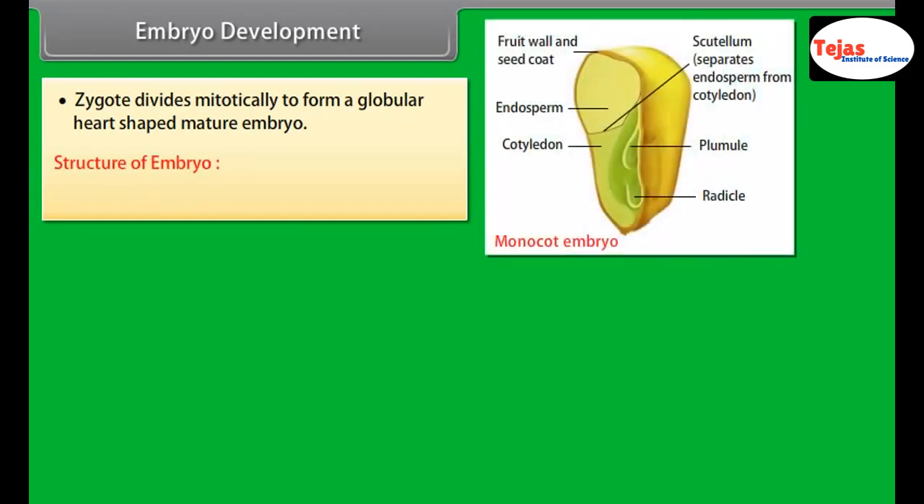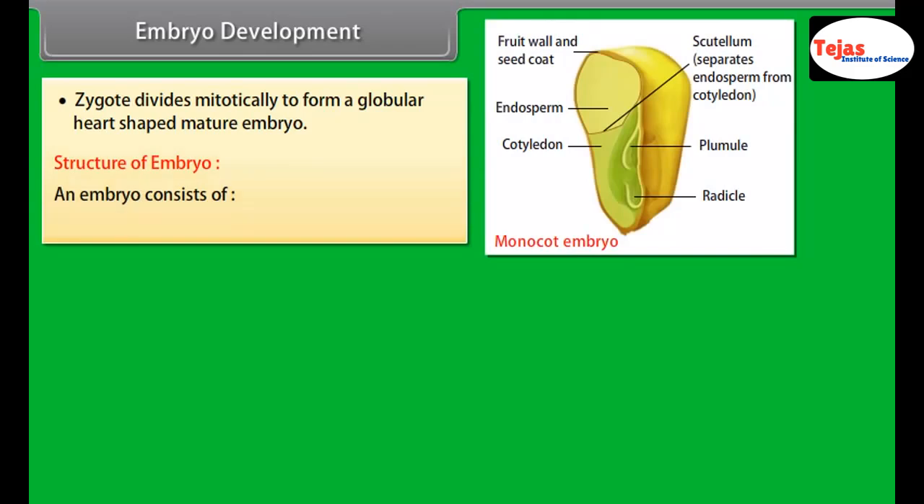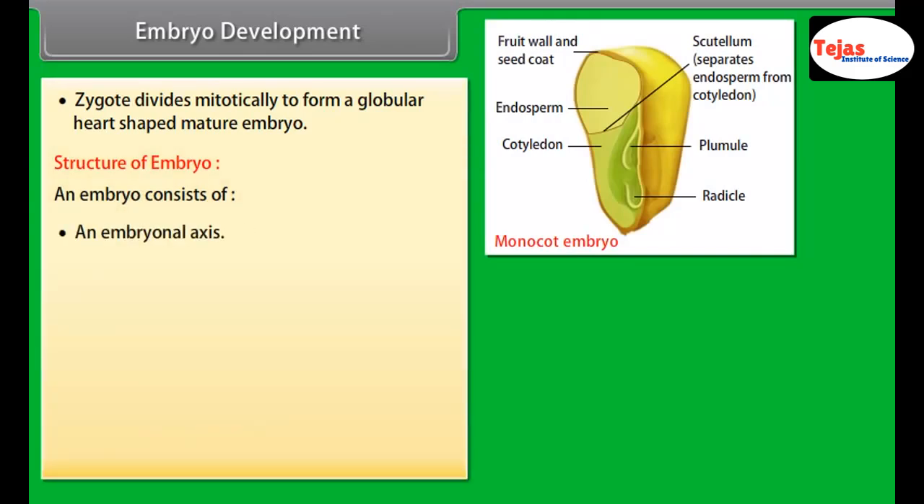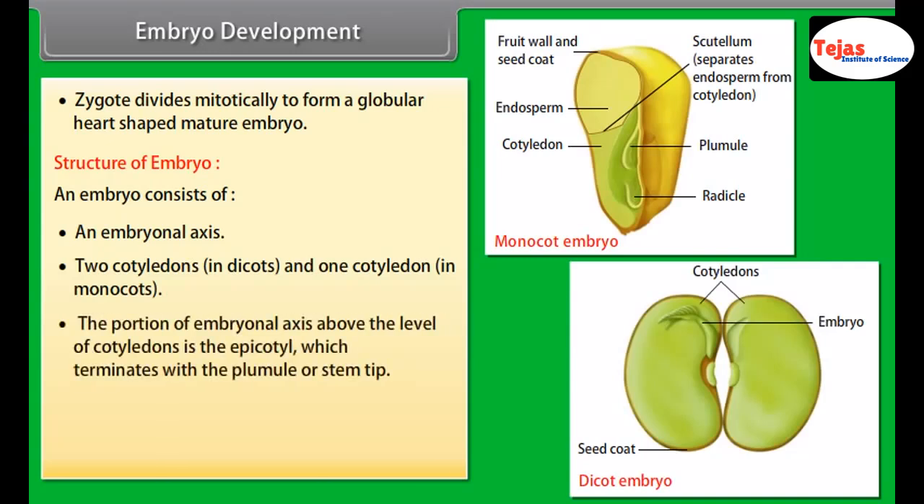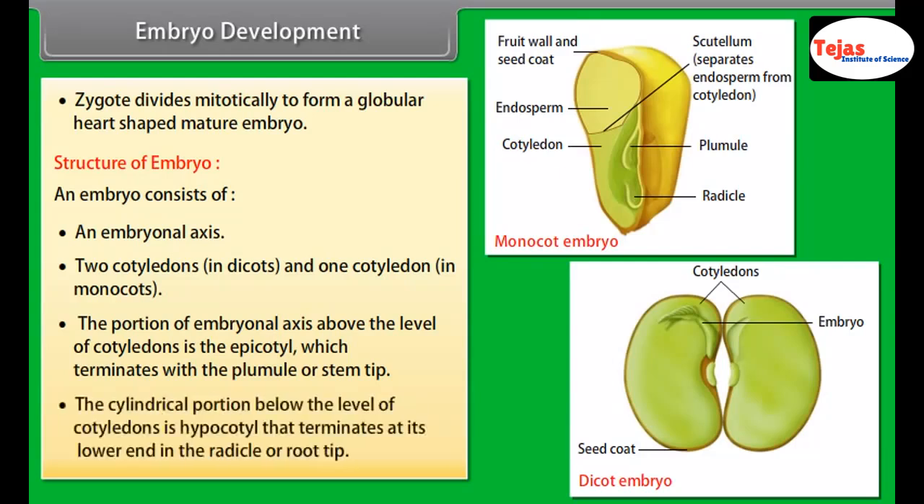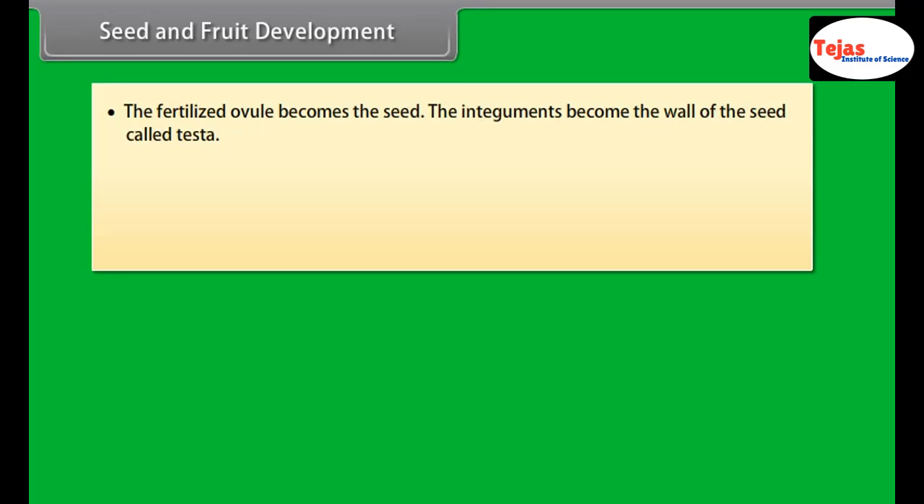Structure of embryo. An embryo consists of an embryonal axis, 2 cotyledons in dicots and 1 cotyledon in monocots. The portion of the embryonal axis above the level of cotyledons is the epicotyl, which terminates with the plumule or stem tip. The cylindrical portion below the level of cotyledons is the hypocotyl, which terminates at its lower end in the radicle or root tip.